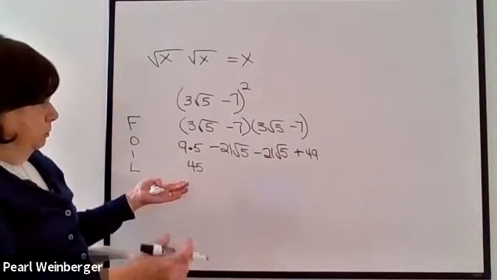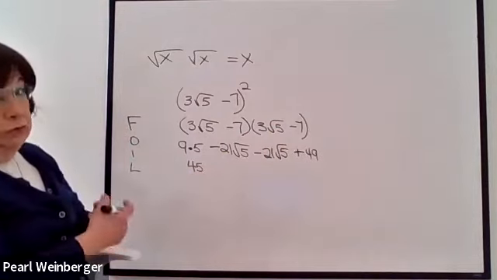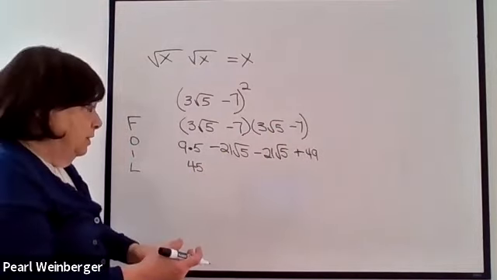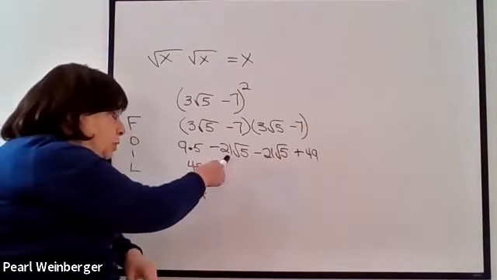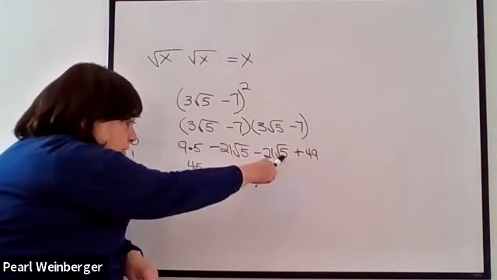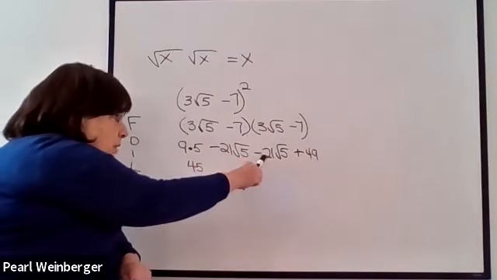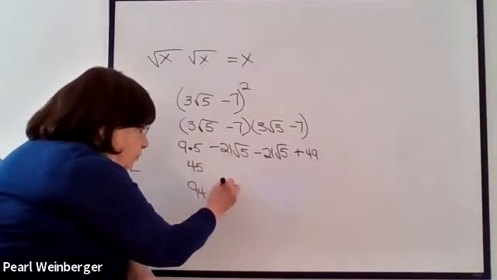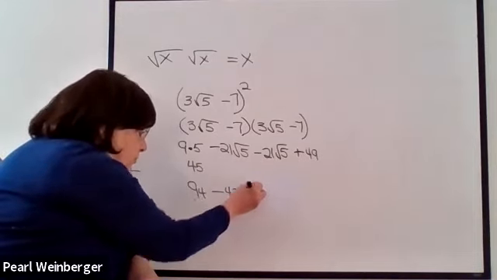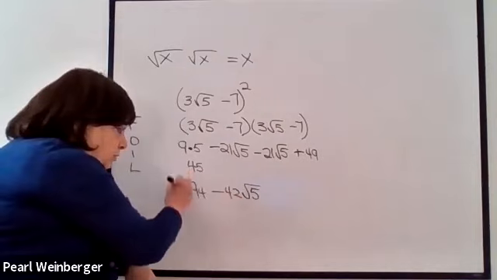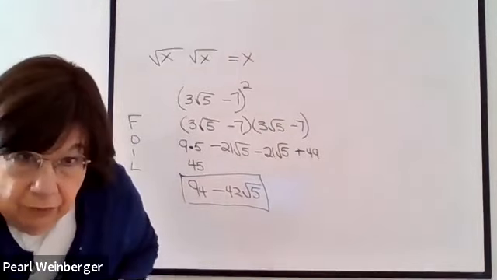So here are my 4 terms, but I see I have like terms. The 45 and the 49 are just plain numbers without any radicals. Those can be combined. That gives me 94. And the negative 21 radical 5 and the negative 21 radical 5, those are like radicals because they're both attached to radical 5s. And the negative 21 minus 21 gives me negative 42. Remember, there are 2 negative numbers, you combine them, and your final answer, don't combine these because these are not like radicals, is 94 minus 42 radical 5. That would be your answer.